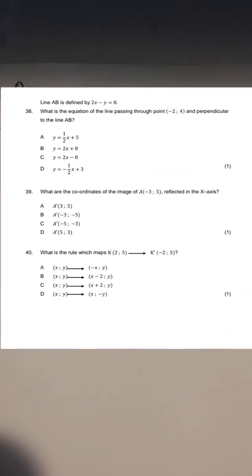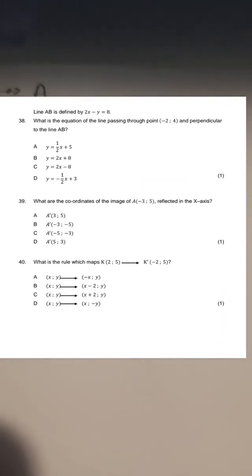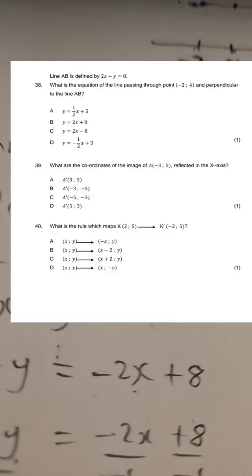Question 38 says line AB is defined by 2x minus y is equal to 8. They are asking what is the equation of the line passing through the point (-2, 4) and perpendicular to the line AB. The keyword there is perpendicular.